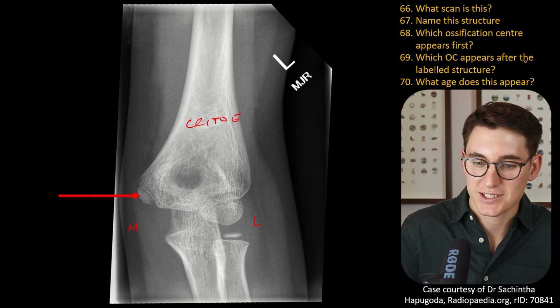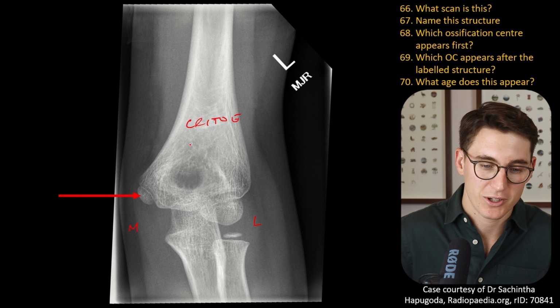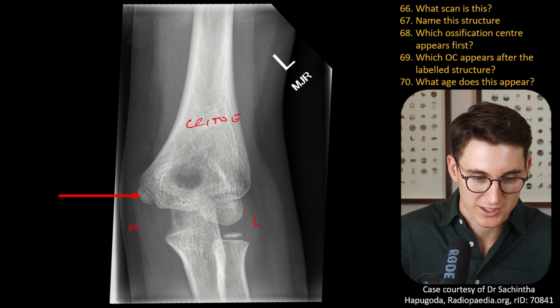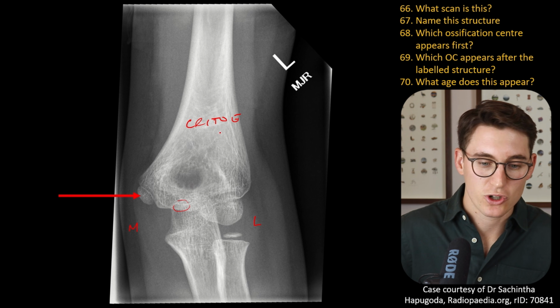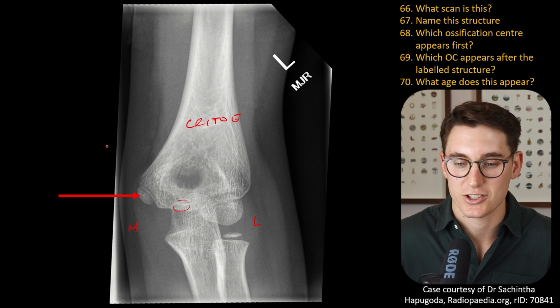Which ossification center appears after the labeled structure? This is our medial epicondyle or our internal epicondyle. Our next structure is going to be our trochlear ossification center, appearing here. Our trochlea and our olecranon generally appear around the same age, about 10 years of age.